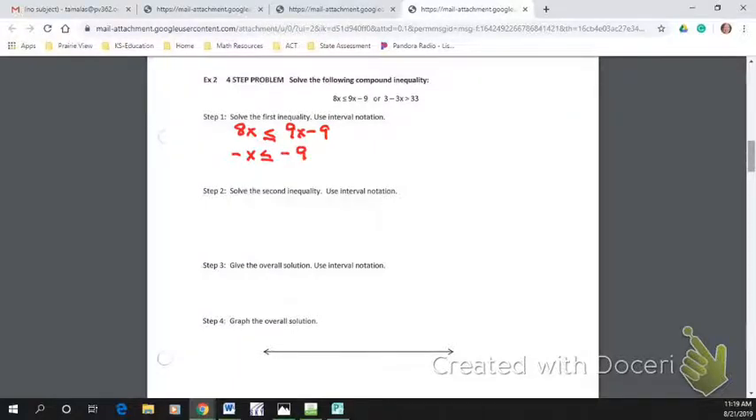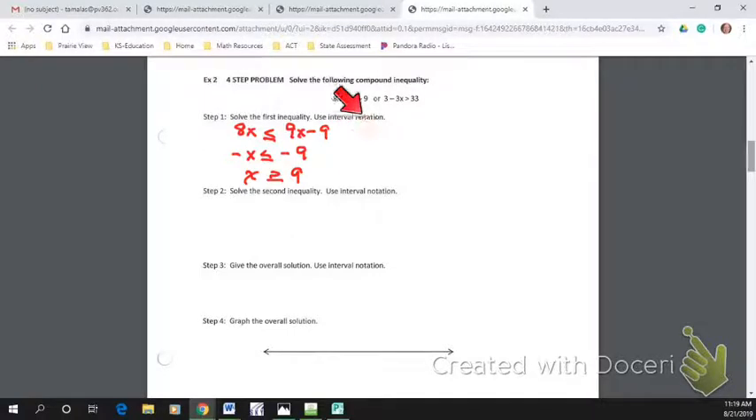Well, it's not my goal to figure out what negative x is equal to. I want to know positive x. So what can I do to get a positive x? Switch the signs. And anytime you switch signs, what does that do to the inequality? Flips it around. So now I have x is greater than or equal to positive 9. X is greater than or equal to positive 9.